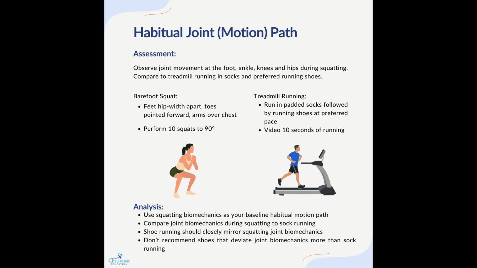What we want to do is look at that barefoot squat. We want to have the patient go feet hip width apart, toes pointing forwards, arms over the chest, and we're going to have them do 10 squats down at 90 degrees. Now, with that, we're going to look at those joint biomechanics at the ankle, at the knee, at the hip. So we're going to get an idea of their baseline movement. The barefoot squat is their baseline movement.